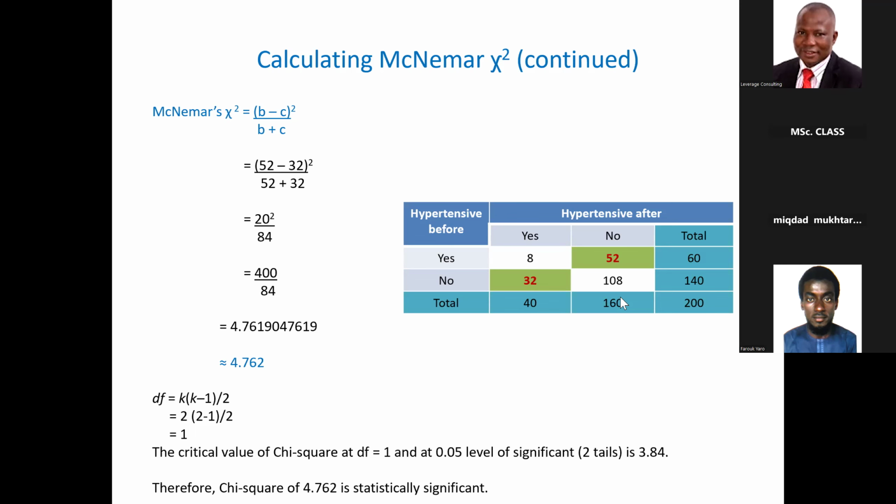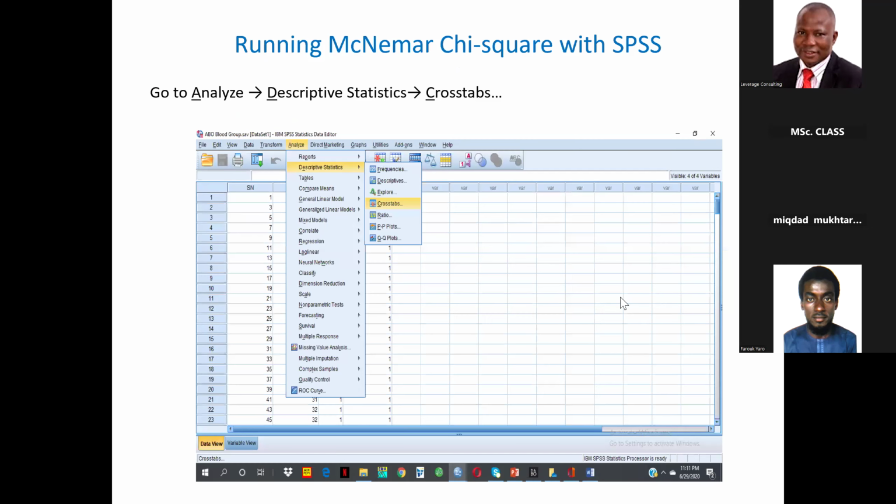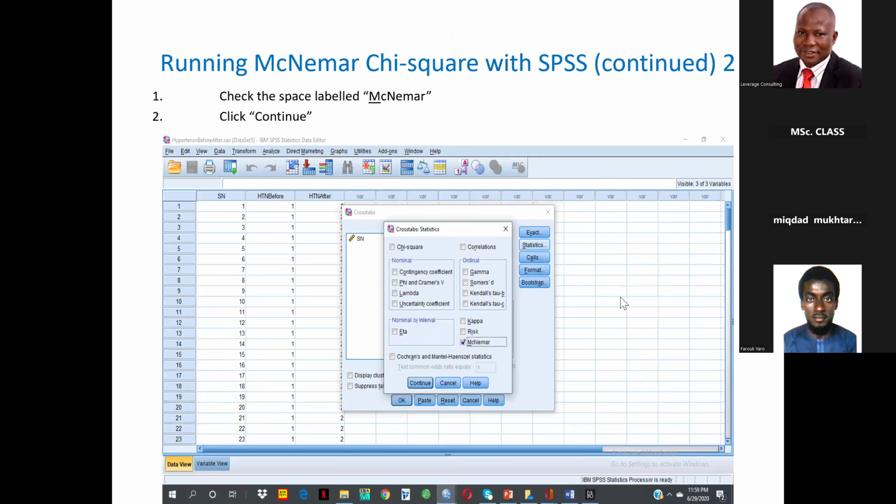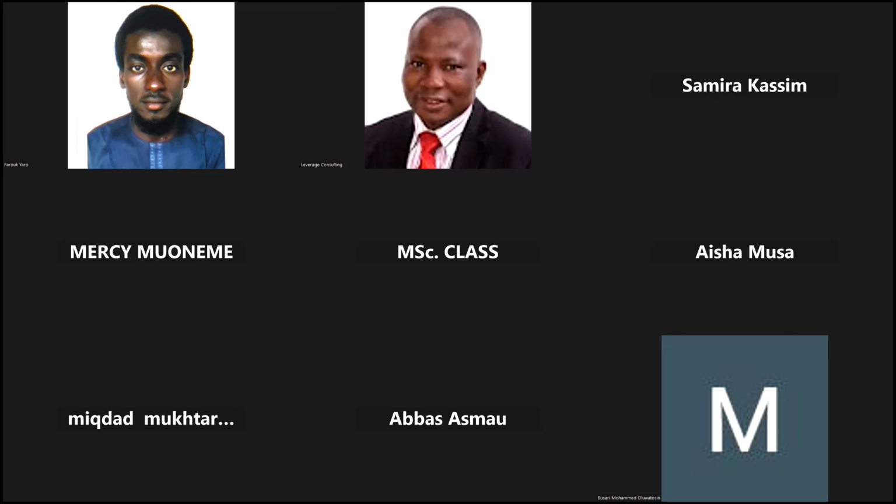Any question? So let's run this and we stop here. There's a data set, hypertension before and after. That's the name of the data set. That's what we're going to use, so we can stop. Hypertension before and after.